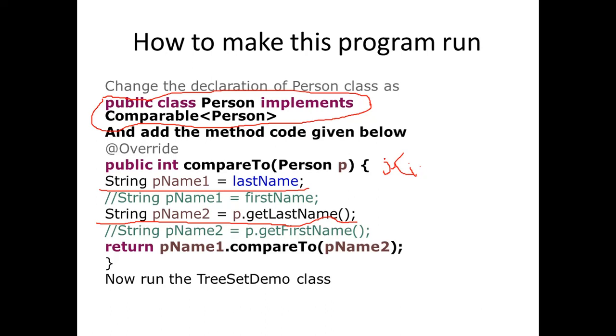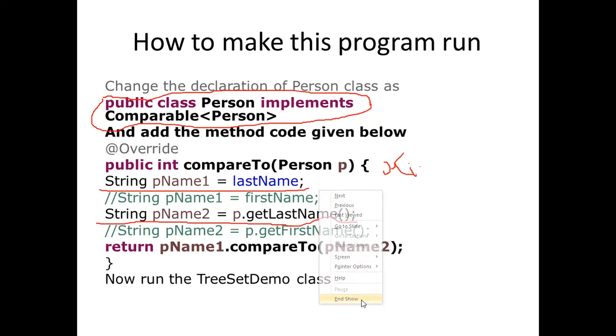So by changing the Person class with the clause implements Comparable in the angle brackets, you have to insert the Person class and then override this compareTo method in the class. With this change made in the Person class, now you run the TreeSet demo class. When you run it, you will find that you get appropriate sorting of the elements of the TreeSet. Otherwise, you do not get it. So this is about the Comparable interface.